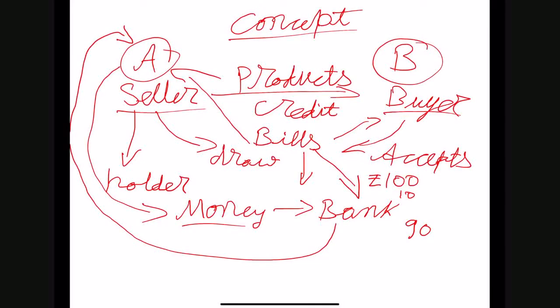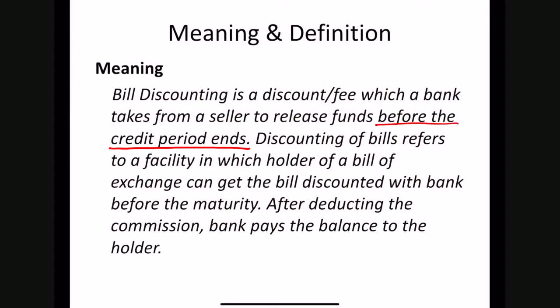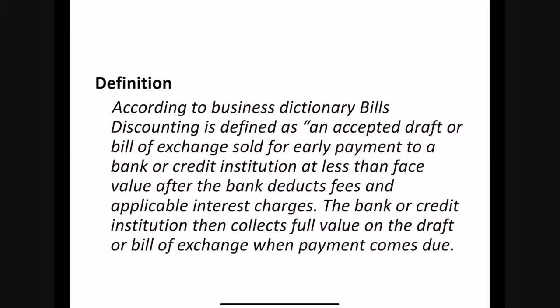See, here A sells to B on credit, and B has bought from A on credit, suppose one month he has bought, and A requires money. He cannot wait till 1 month. So what he does, he goes to bank and discounts the money from bank. This is called bills discounting. After deducting the commission, bank pays balance to the holder. He is called A. So this is the meaning of bills discounting.